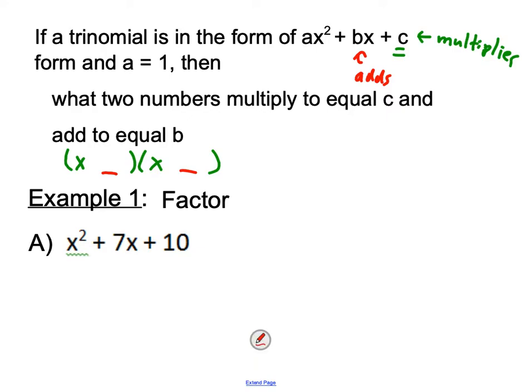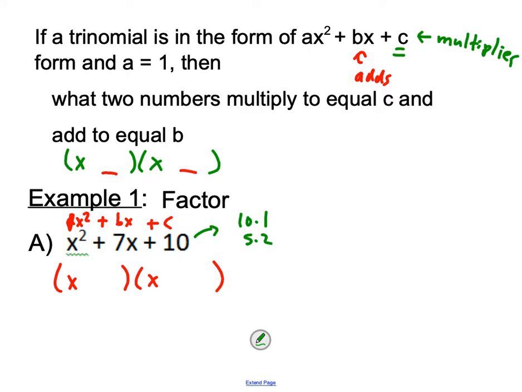So let's come down here and look at an example. Again, it's in this form of x squared plus bx plus c, but your a there is 1. So it's really a 1x squared. So when you factor this, it's always going to go x and x. So you want to think what multiplies to give you 10, and adds to give you 7.